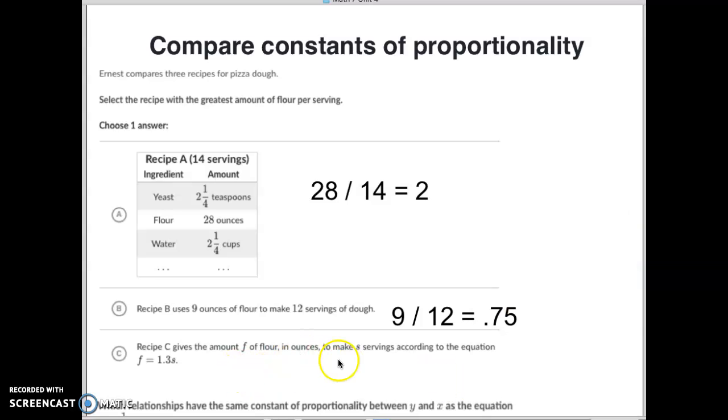And then the last one, recipe C, gives you an amount of flour, F for flour, in ounces to make S servings according to the equation F equals 1/3 S. So it's already telling you what this equals. This little number equals 1/3. So is 1/3 bigger, is 0.75 bigger, or is 2 bigger? And hopefully you're going to say 2 is bigger. So that would be our answer.